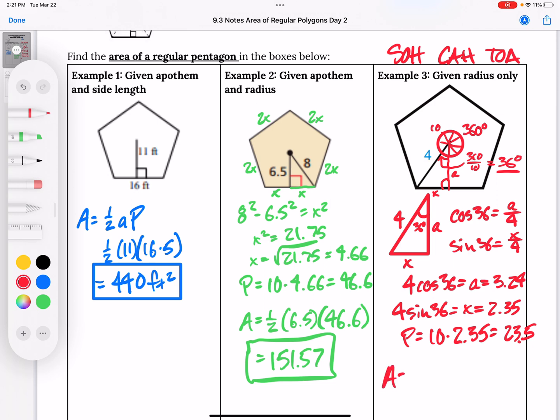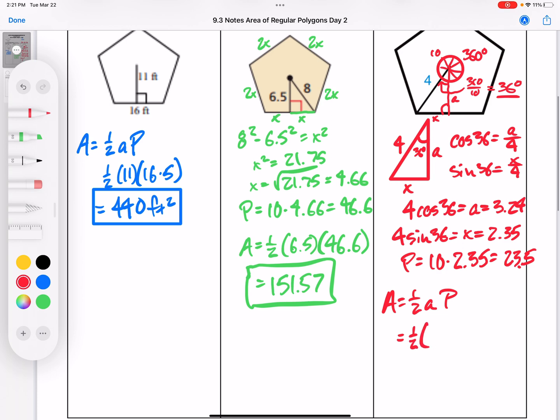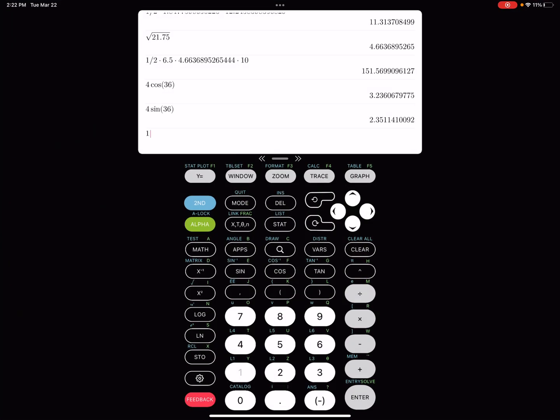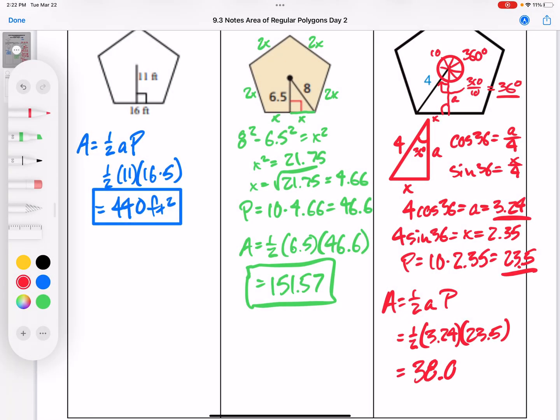So my area now is 1/2 AP. So this is 1/2 times the apothem, 3.24, times the perimeter of 23.5. So this gives me an area of 1/2 times this number times 10 of that number. So 38.04 is my area for this guy. No units given. So that is it. There we go.